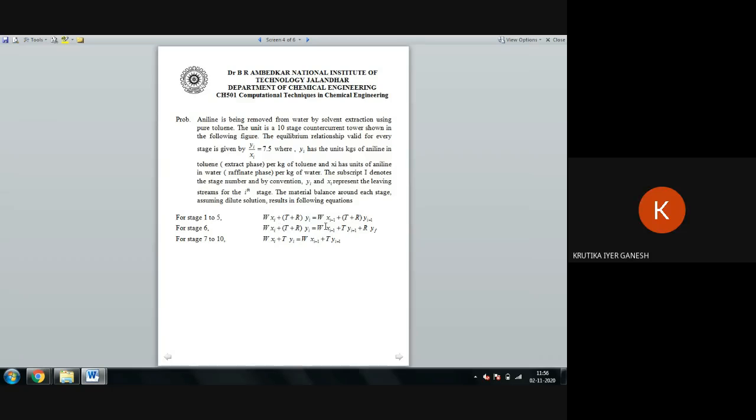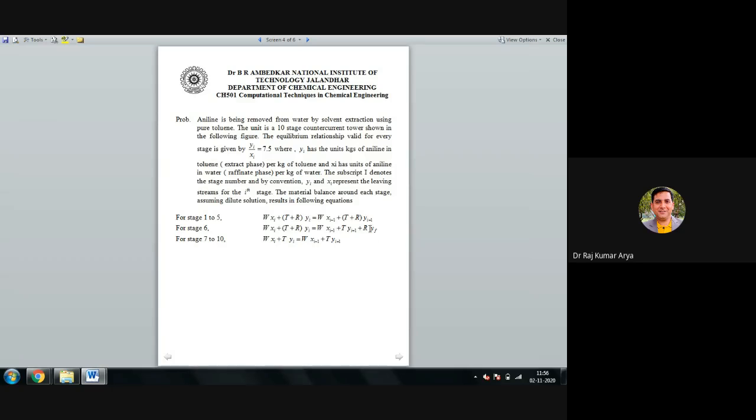Now you balance that with whatever is going out. So going out is W xi minus 1. In that case, for the going out you have considered xi minus 1 in terms of W, and whatever is coming in you have considered x1.